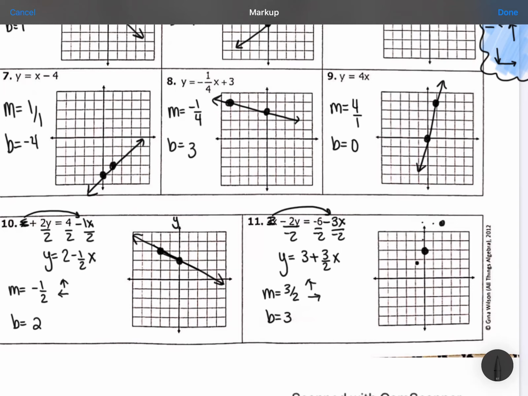This one falls off my graph, so instead of going up and right, what can I do? That's right, I can go down and left. 1, 2, 3 down, 1, 2 to the left. And if you notice, that is still on the same line. So if you don't have enough room, do the opposite. Up and right, I didn't have enough room, so I'm going to do the opposite, which is down and left.